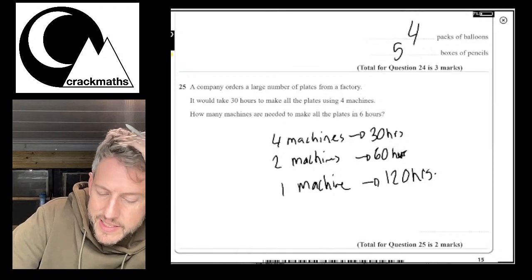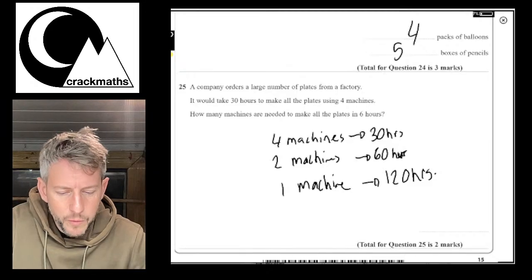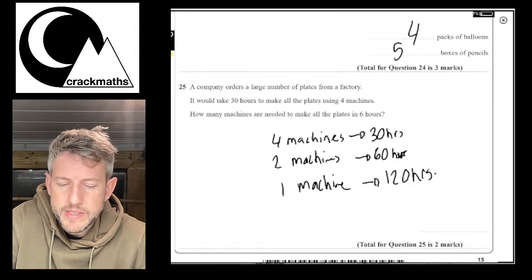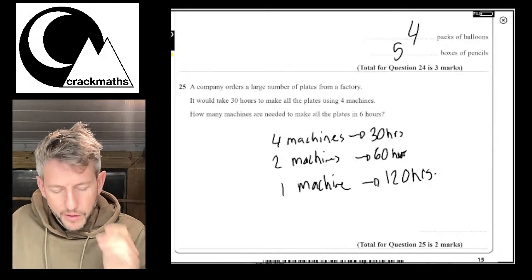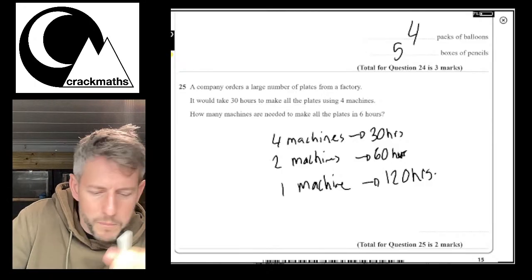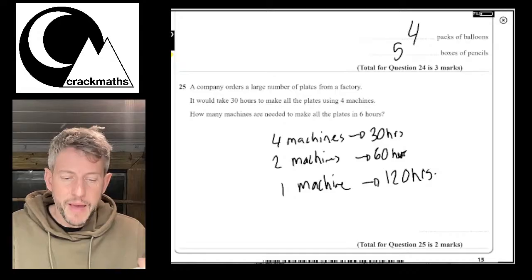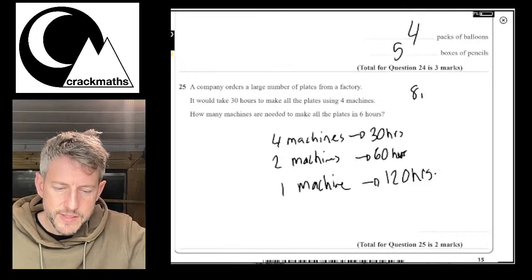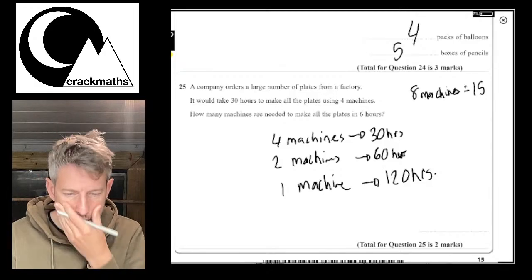So we need to get 6 machines. But we need to do it in 6 hours. So it would take 30 hours to make all the plates using 4 machines. So where are we going to go from here? We know that 1 machine takes 120 hours. We know 4 machines take 30 hours. We need to get down to 6. Maybe we should have gone the other way round. If 4 machines take 30 hours, 8 machines would take 15 hours. That's not going to help us.